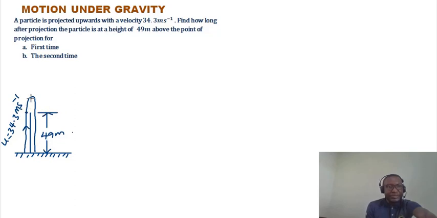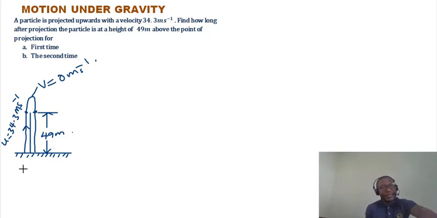So it continues with its journey upwards until it reaches the maximum height, where the velocity there is 0 meters per second. Then it starts moving down. Now on its way down, it is going to encounter a height of 49 meters again for the second time. So we are interested in the time here and in the time here.